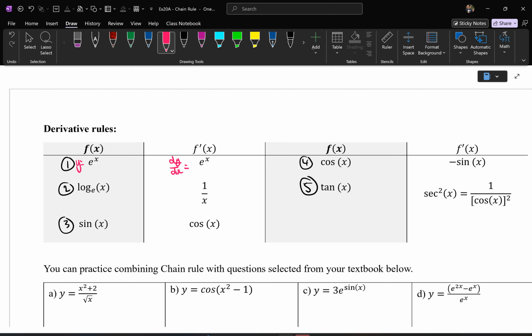Okay? But it's not the same for 2 to the x. 2 to the x is different. It has to be e to the x. Okay? Same thing with log. Log has to be a base e. If you find the derivative of log, delta y delta x will equal 1 on x. If you have y equals sine of x, if that's your function, the derivative will equal cos of x.